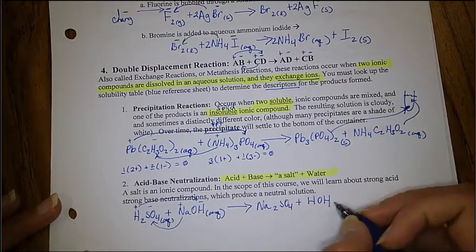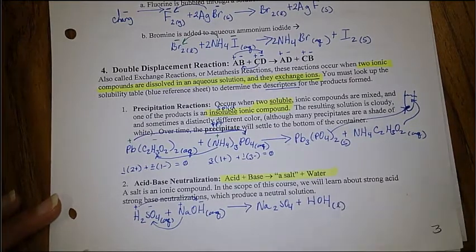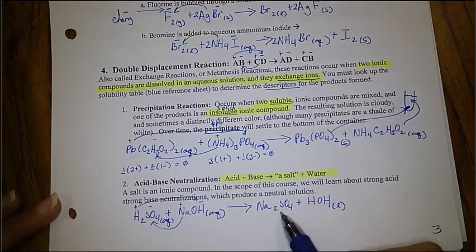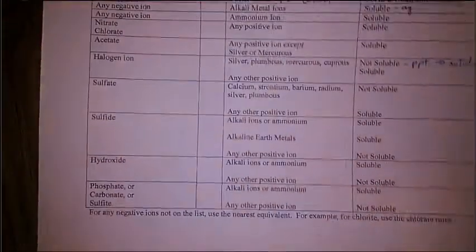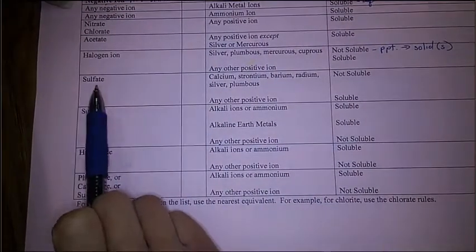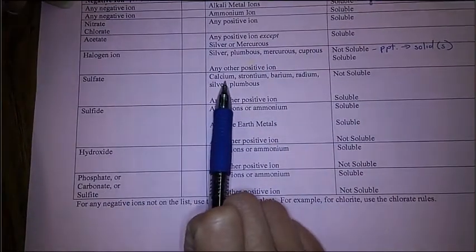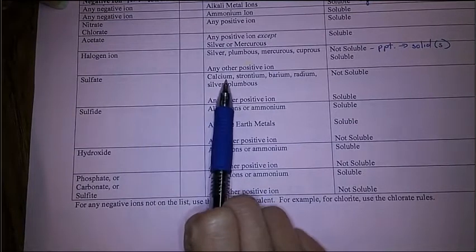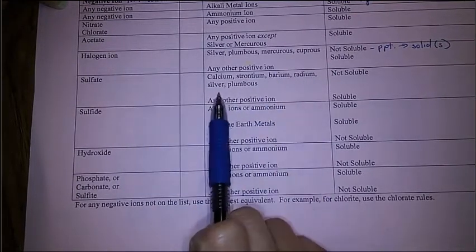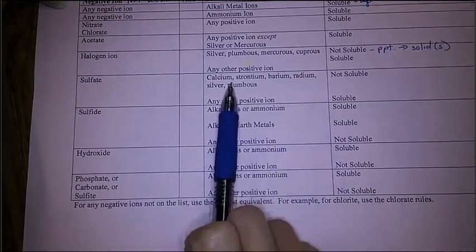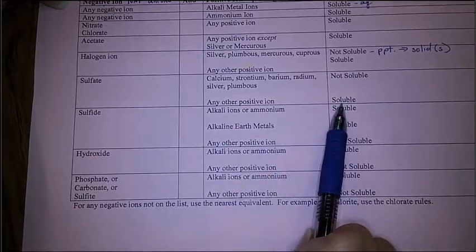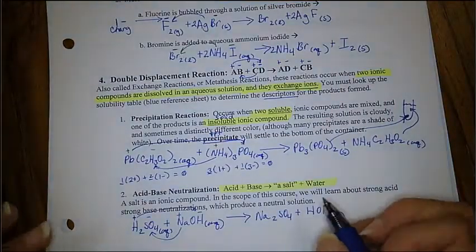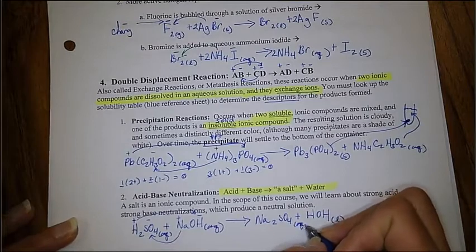Well, we already know what the state of matter for this water is. It's liquid. Okay, but this right here, sodium sulfate, we're going to look it up in our solubility chart right here. Our anion in this case is sulfate. So we're going to find sulfate right here, go across, and our sulfate is actually bonded to sodium. So it's not calcium, strontium, barium, radium, silver, or lead. So we're going to ignore this, but there's a second option. Yes, our sulfate is bonded to any other positive ion, so that makes it soluble. So in this case, it is aqueous.